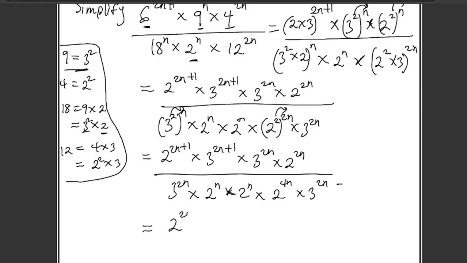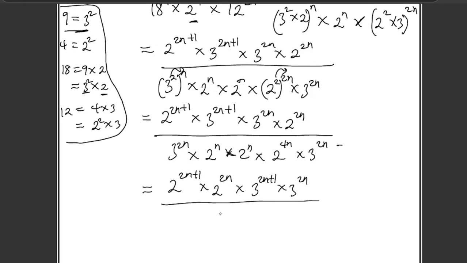So let's collect like terms: 2 raised to power 2n plus 1 times 2 raised to power 2n, times 3 raised to power 2n plus 1 times 3 raised to power 2n. We already have like terms: base 2, base 2, base 3, base 3. Also 2 raised to power n times 2 raised to power n times 3 raised to power 4n. Let's try to simplify the numerator and the denominator separately.